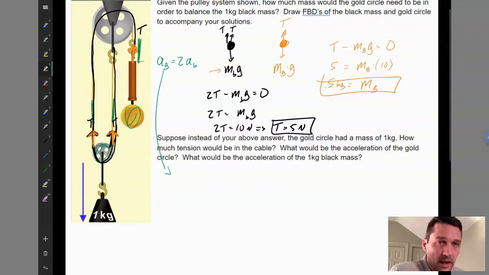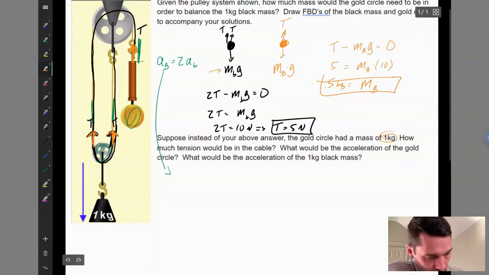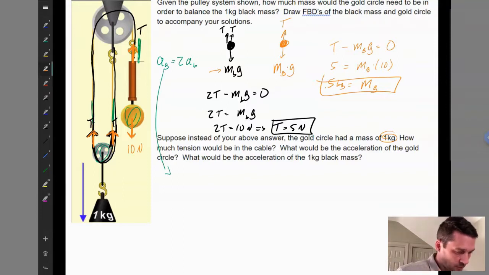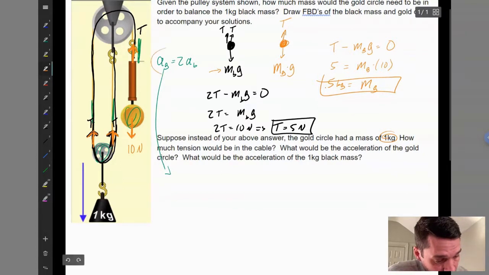All right, well, now let's make them unequal. Suppose the gold circle has a mass of 1 kilogram. So that is going to give us a force downward of 10 newtons here. So we're going to perform the same analysis, more or less, but this time we don't know what the acceleration is. So going into this, we have to recognize a couple of things. 1, the tension. Remember, the tension is the same everywhere. However, the acceleration is not the same for the 2 objects.